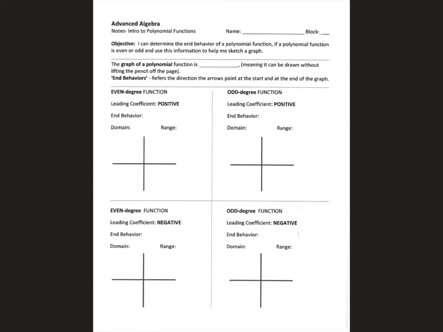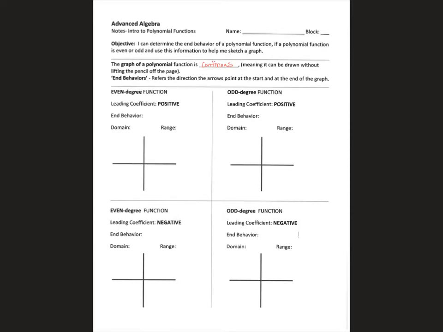It says the graph of a polynomial function is blank, meaning it can be drawn without lifting the pencil off of your page. That would be continuous. Okay, so there are no breaks in the graph. If you think about the functions that we've dealt with, the one we just did in the last unit was rational functions, right? And a rational function did have breaks in the graph in asymptotes and holes, right? Those are discontinuities, right? So that function was not continuous. You do not have that when it comes to a polynomial.